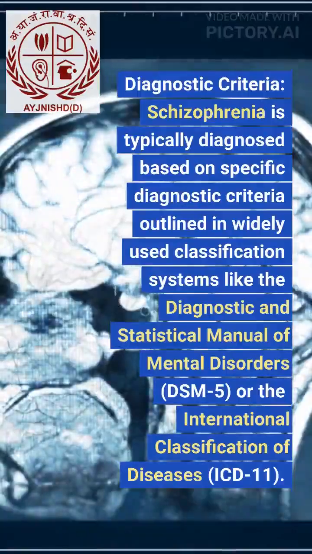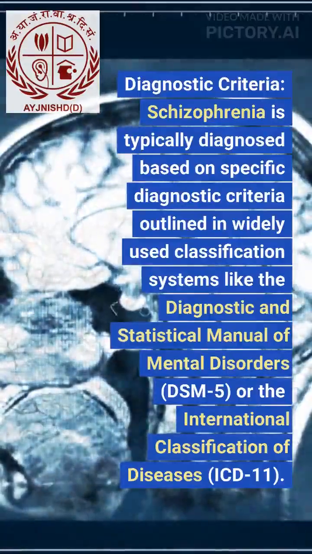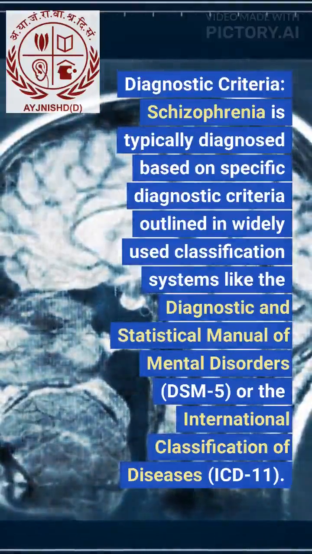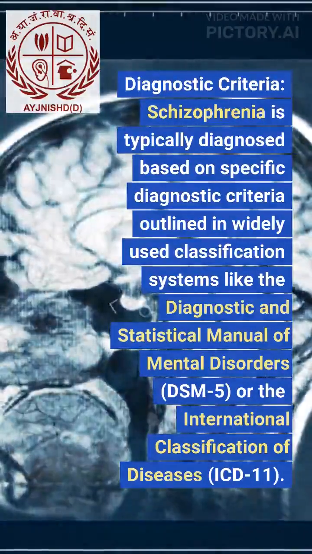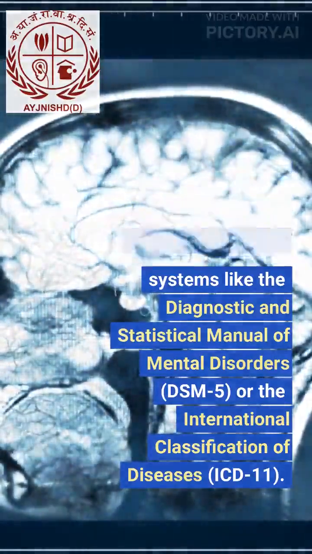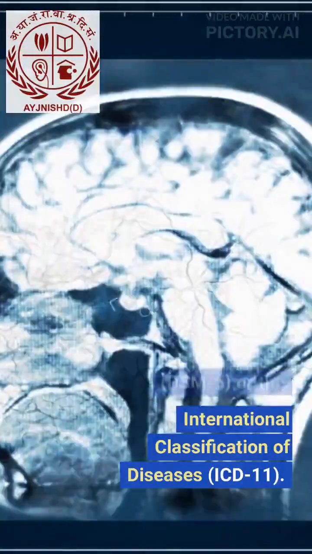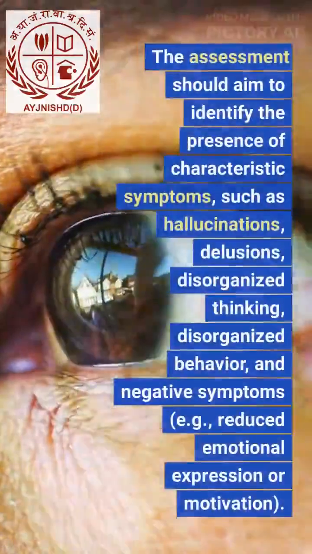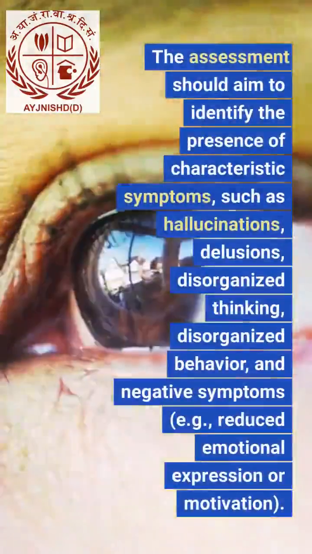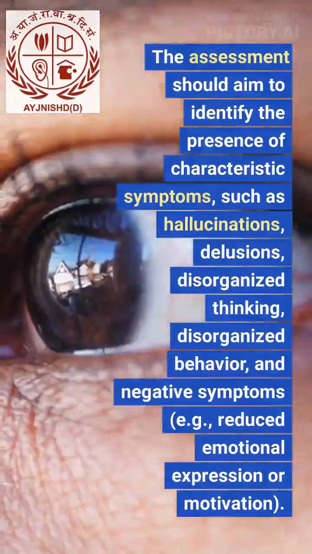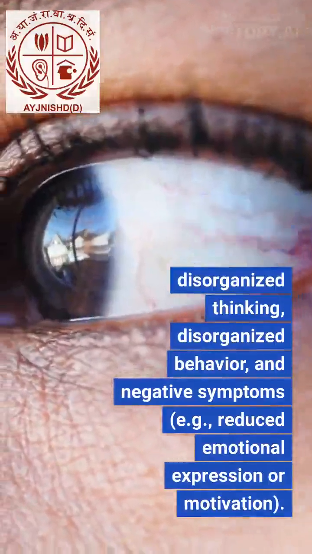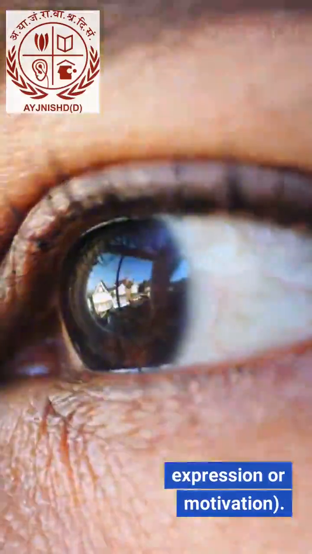Diagnostic criteria. Schizophrenia is typically diagnosed based on specific diagnostic criteria outlined in widely used classification systems like the Diagnostic and Statistical Manual of Mental Disorders, DSM-5, or the International Classification of Diseases, ICD-11. The assessment should aim to identify the presence of characteristic symptoms, such as hallucinations, delusions, disorganized thinking, disorganized behavior, and negative symptoms, e.g., reduced emotional expression or motivation.